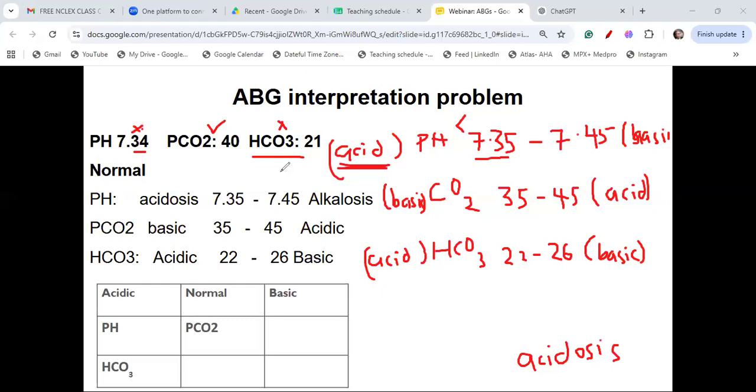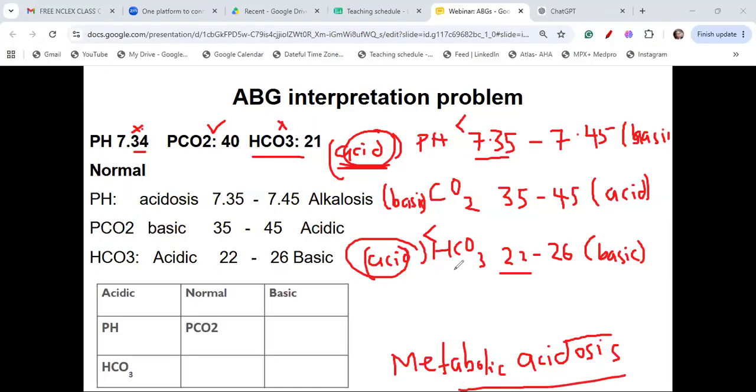We move to bicarbonate because you have to match. We have to match whatever is matching this acidosis. So bicarbonate is 21. 21 is less than this normal, so that means it's on the acidic side. As you can see, this is matching this. Hence the name metabolic. Metabolic acidosis. That is the ABG.